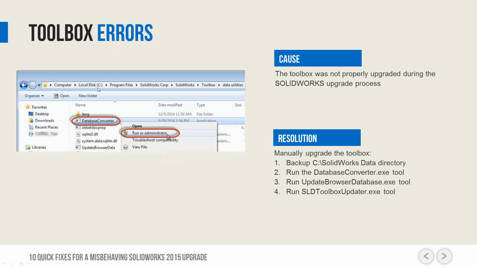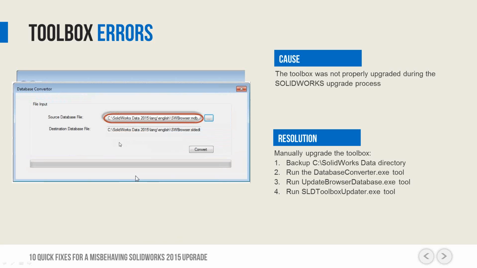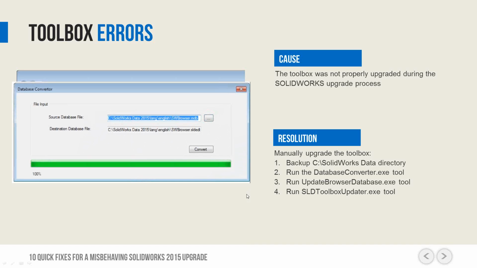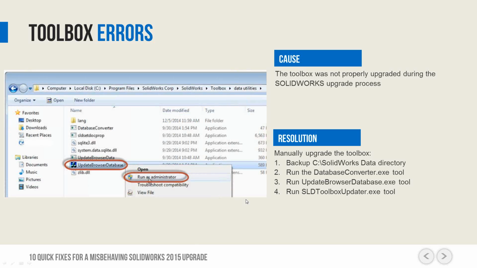Then from there, I need to browse to this directory. It would be C program files, SolidWorks Corp, SolidWorks Toolbox, and then Data Utilities. This is the location where I'm going to find the Database Converter EXE tool and the Update Browser Database tool. We'll run both of these tools as administrator, and all we need to do is find the source database file. We're looking for swbrowser.mdb, and that should be located under the newly renamed SolidWorks data folder, Lang English. For the destination, you can just keep it as default. Once that's complete, you hit convert, and it'll convert the database if necessary.